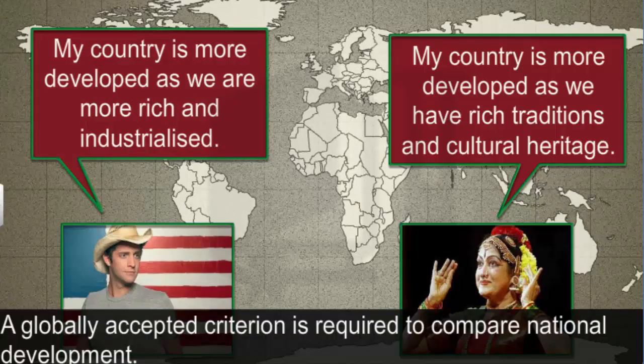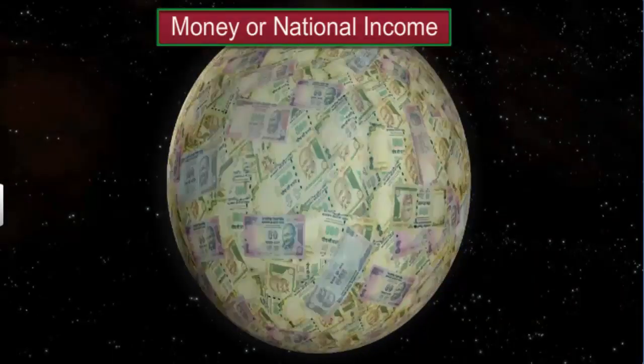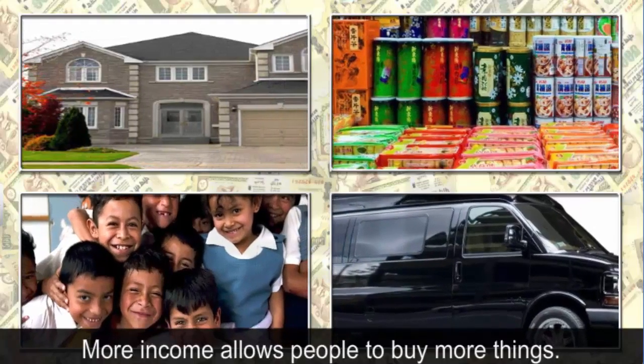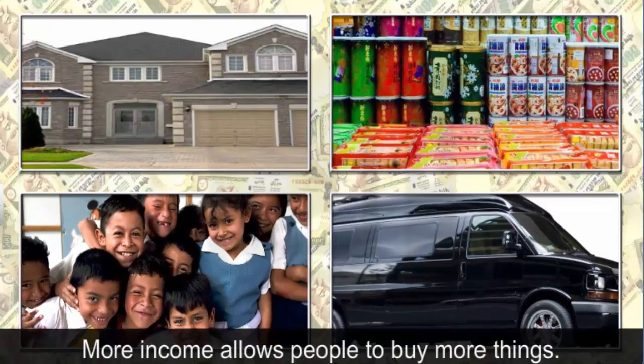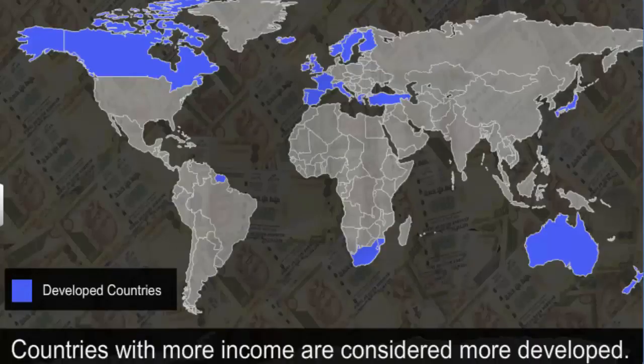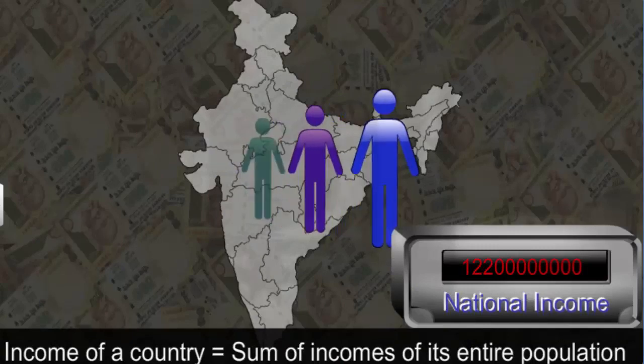And that criterion is money or national income. More income allows people to buy more of the things they require for their development. Therefore, countries with more income are considered more developed than other countries that have less income. The income of a country is the sum of the incomes of its entire population.